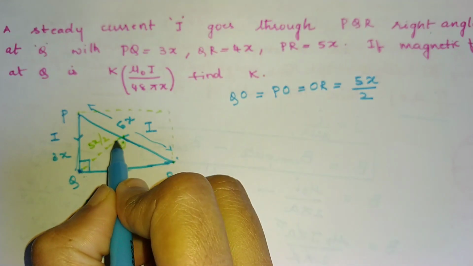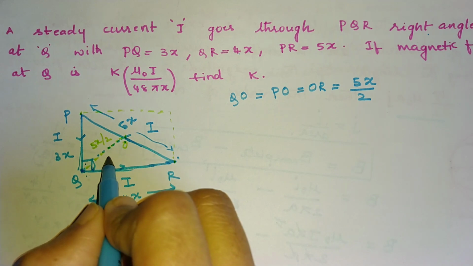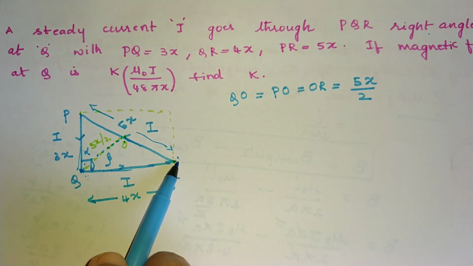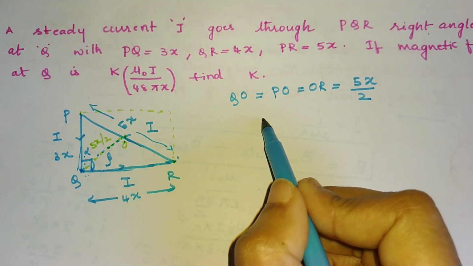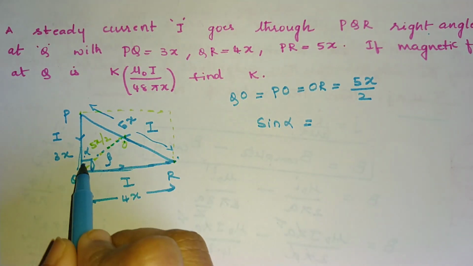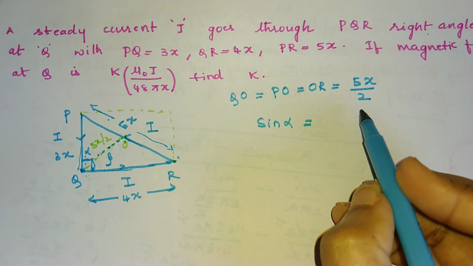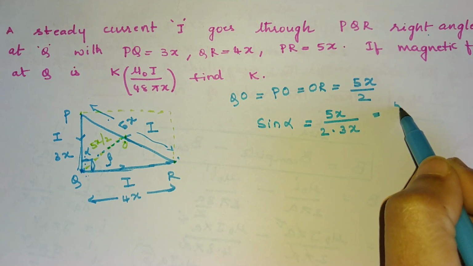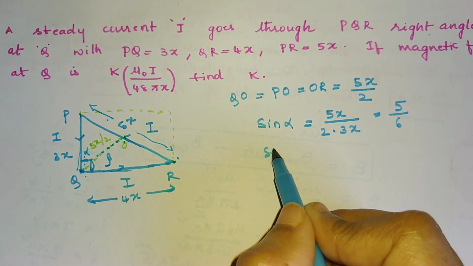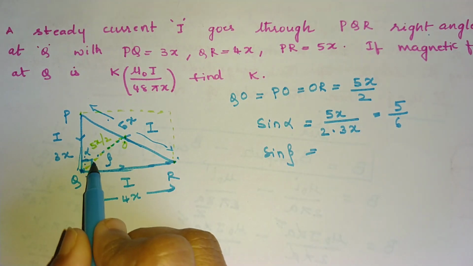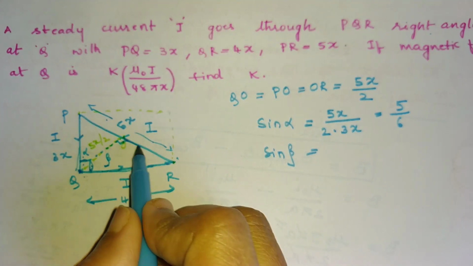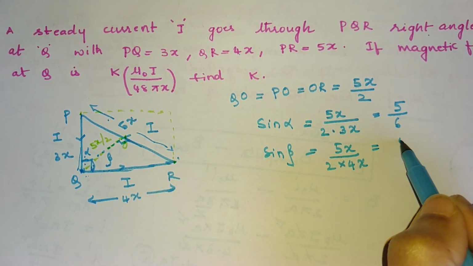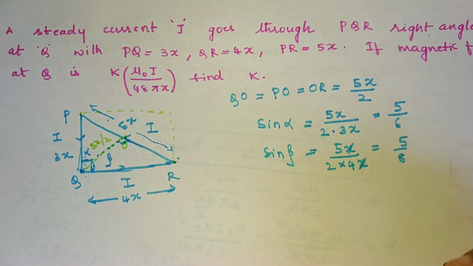And if I take this as the perpendicular distance, I'll call this angle as beta and this angle as alpha. See, it's a finite conductor now. Angles are alpha and beta. Tell me what is sine alpha equal to? If this is alpha, sine alpha is opposite by hypotenuse. That is 5x by 2 by 3x. That is 5 by 6. Similarly, what is sine beta? This angle is beta, this is perpendicular. Opposite side, 5x by 2. Hypotenuse is 4x. That is 5 by 8. X will anyway get cancelled.